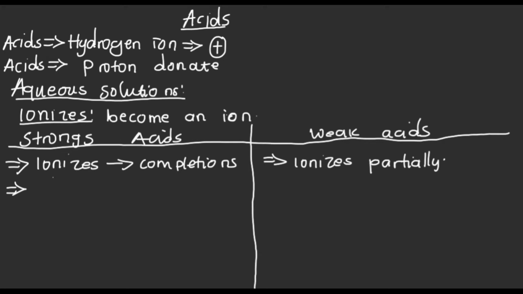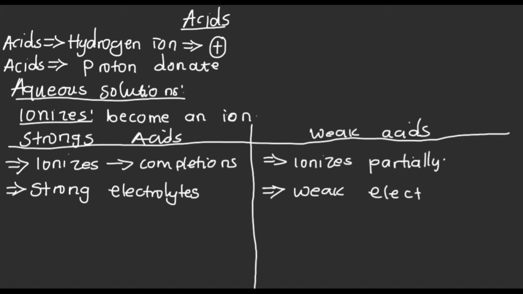Then the other difference is that strong acids form what we call strong electrolytes. An electrolyte is a substance through which electricity can flow. So strong acids have the ability to conduct electricity easily compared to weak acids. So that is the second difference here. Weak acids are going to have weak electrolytes.